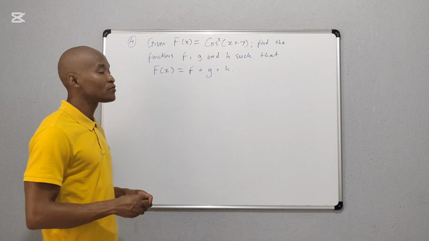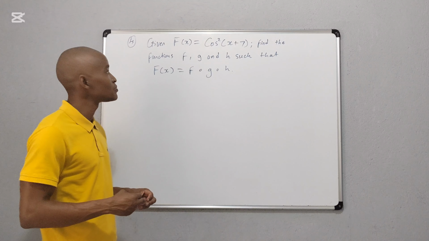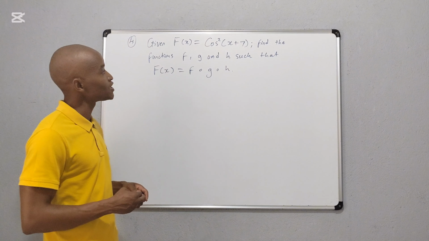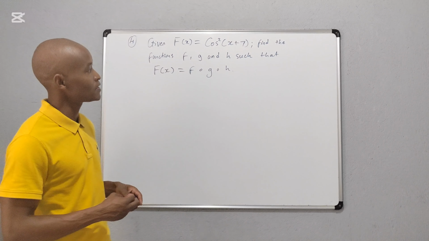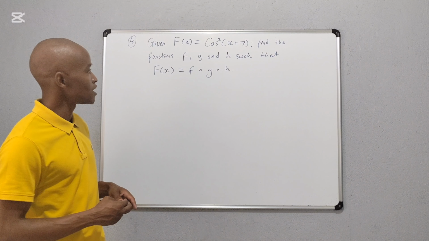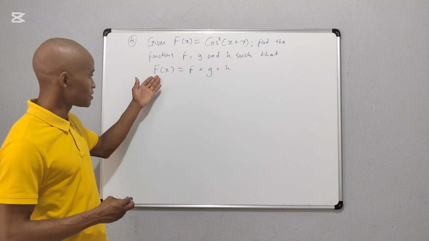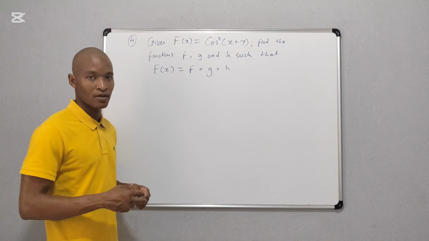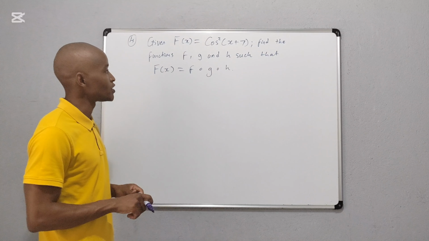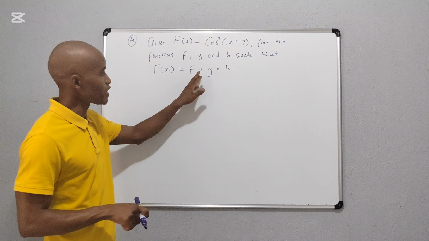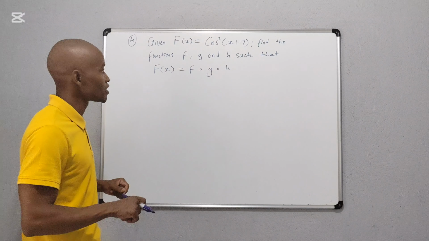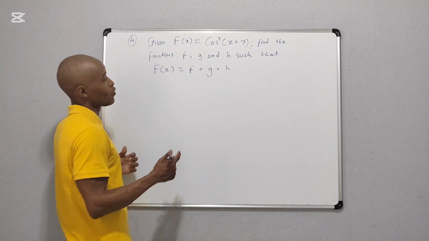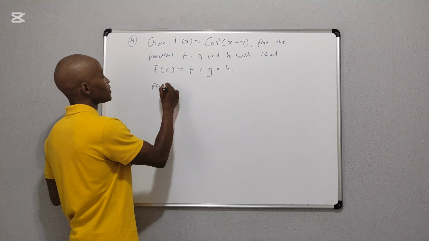Right, so this is example 4, the last example in this presentation. Given capital F of x is equal to cos squared of x plus 7, find the functions f, g, and h such that the capital F of x is the composition of those three functions. Right, so we're doing the reverse of what we have been doing. We want the expression of f, the expression of g, and the expression of h. Well, there are many ways in which to approach this, and one way can be the following.